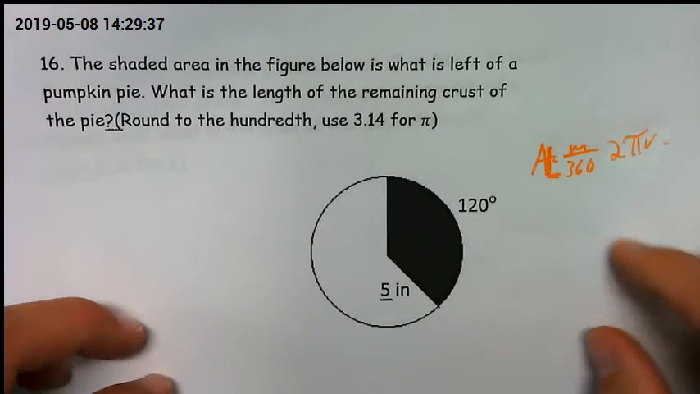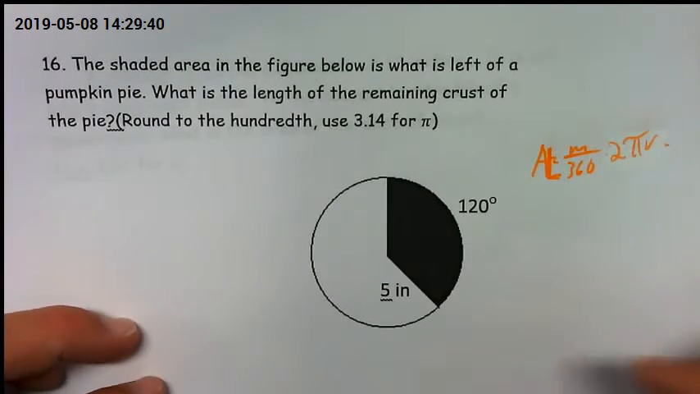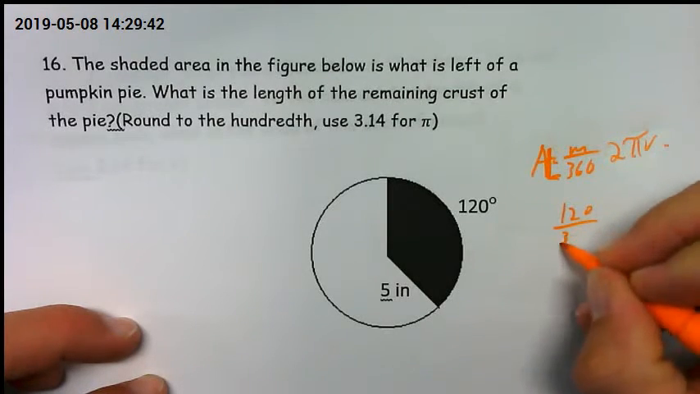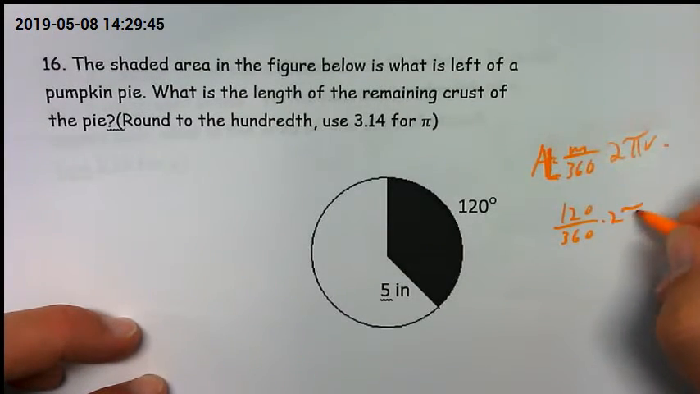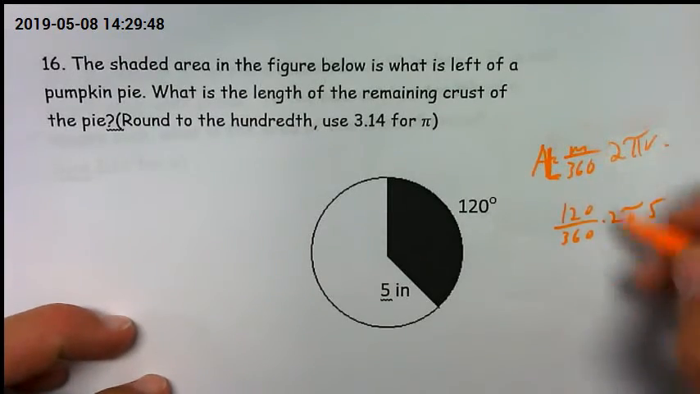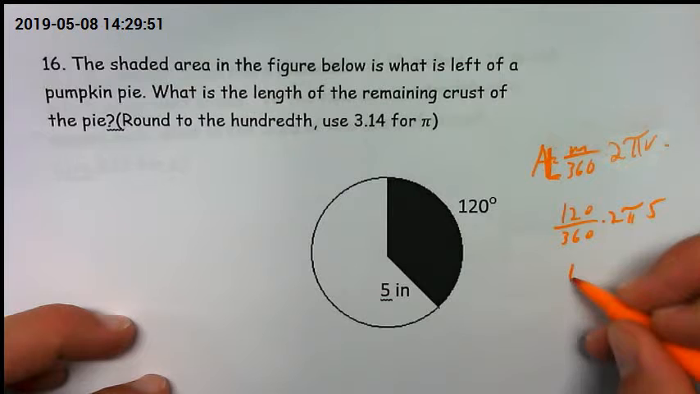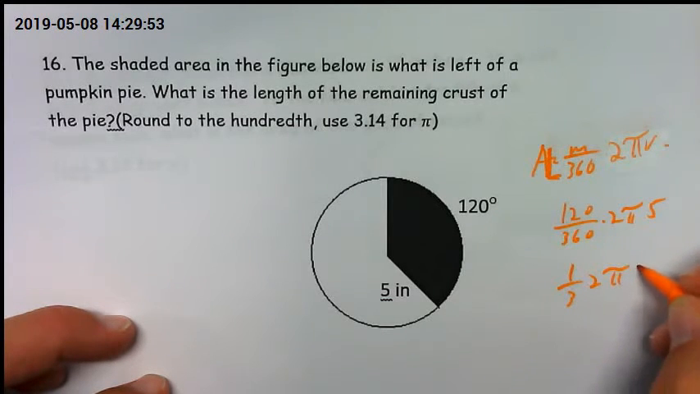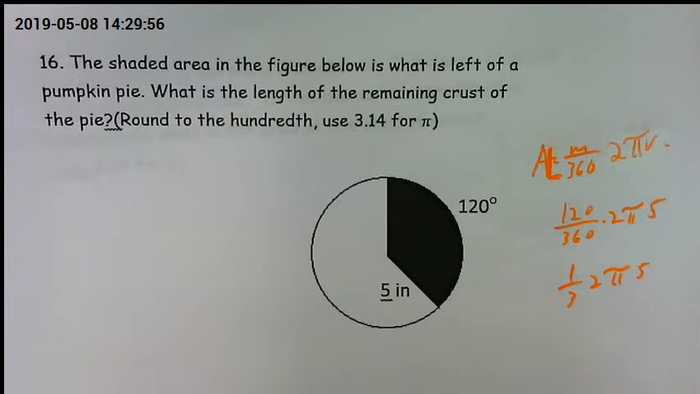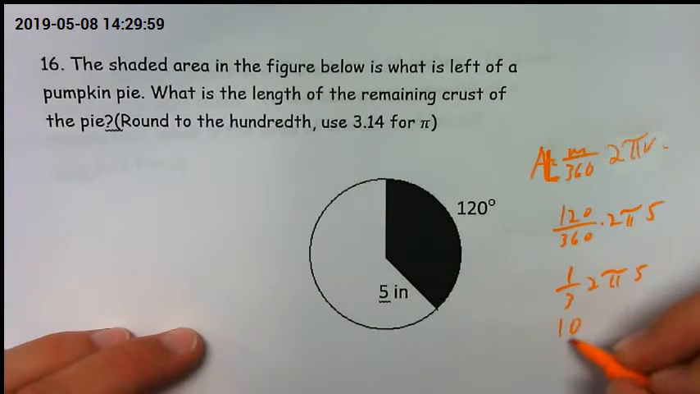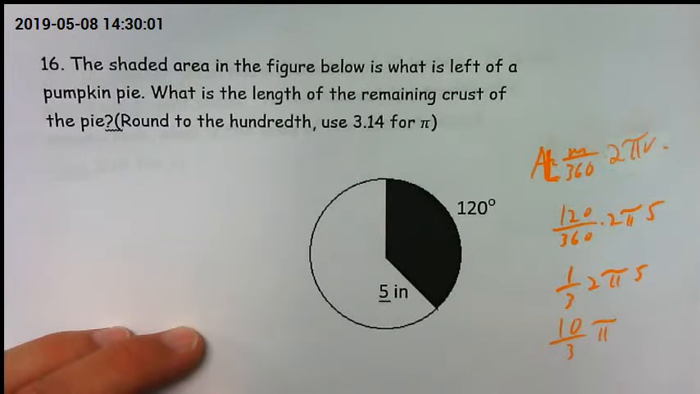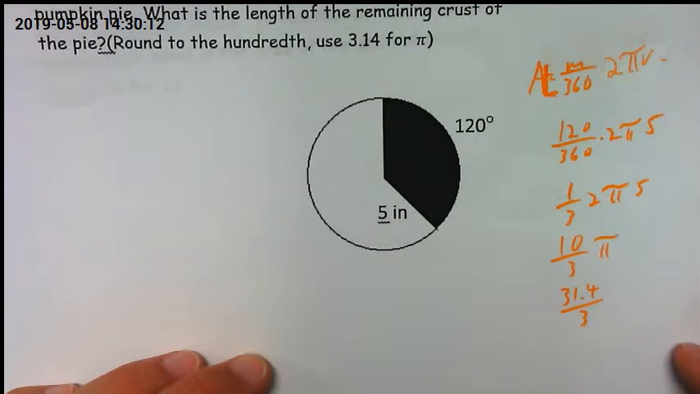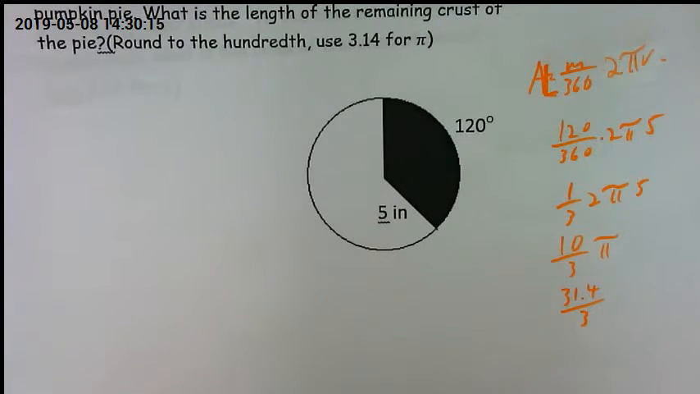Again, it's really just plugging in. So you can plug in the 120 over 360 if you want to. You can plug in the radius of 5. I probably would have just said, looking at this, it's 1/3. So now, 2 times 5 is 10. So we get 10 divided by 3. We get 3.14 times 10 is 31.4 over 3. And finally, if we divide by 3, 10.46 something?